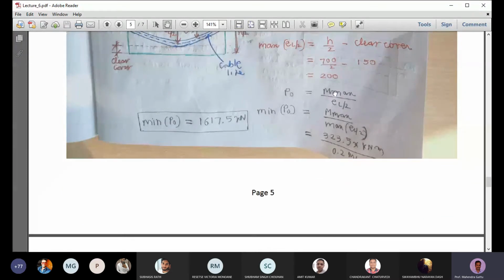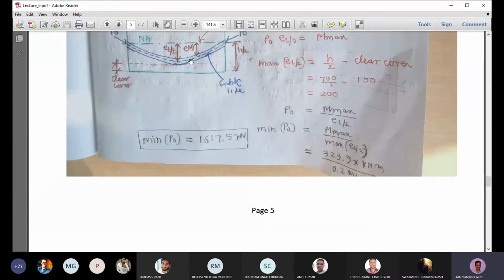P0 is equal to the bending moment at the center by the eccentricity at the center. But if you want a minimum P0 value, that is minimum pre-stressing force, we need to have the maximum eccentricity at the center. So the maximum possible eccentricity is 200. Considering the clear cover requirements, the maximum e_L/2 is 200. So in that case, we'll get a P0 value which is the minimum required.